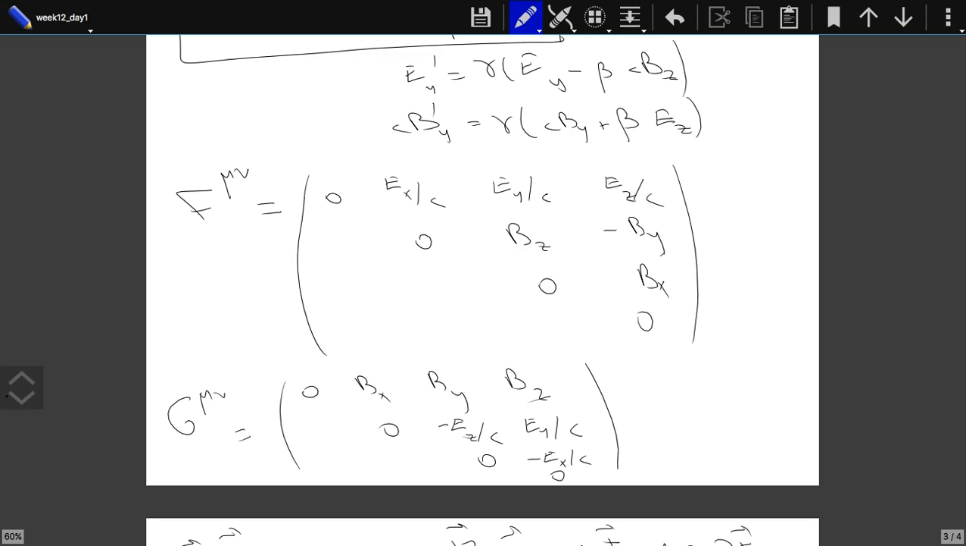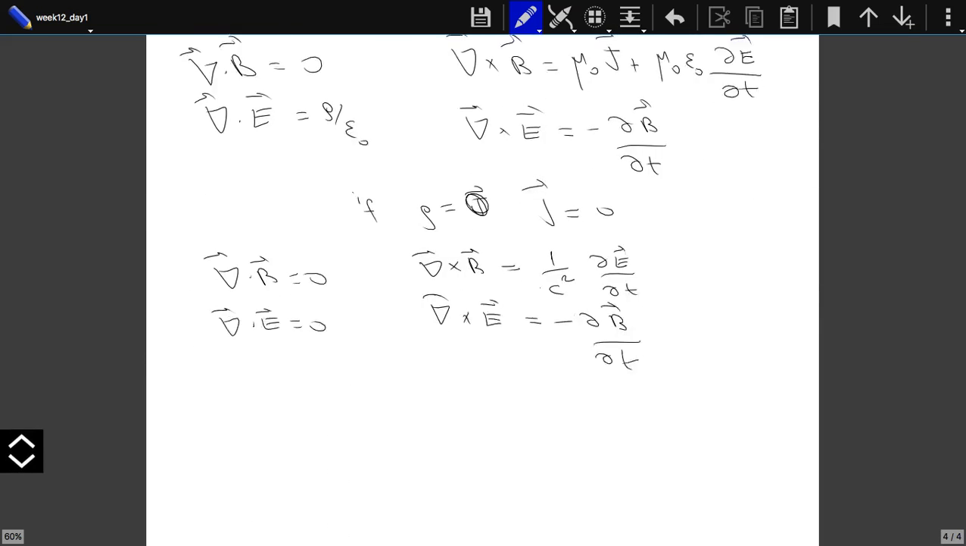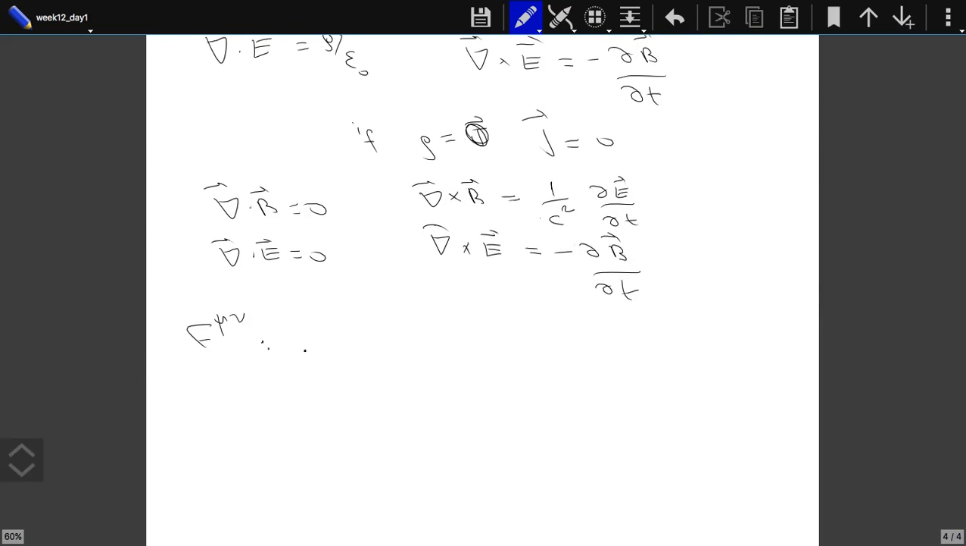So the existence of two possible tensors is basically a reflection of the fact that the Maxwell's equations are almost, not exactly, but almost symmetrical between the exchange of the electric and magnetic fields. This is called the field strength tensor. And G mu nu is called the dual field strength tensor. Yeah, it's just terminology. Both of them are used.